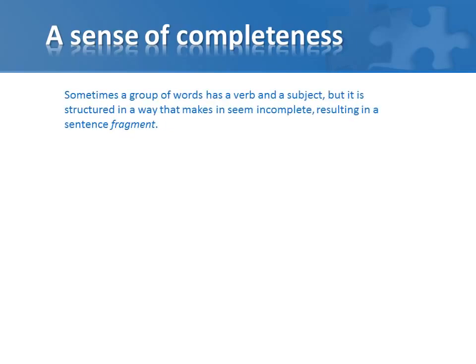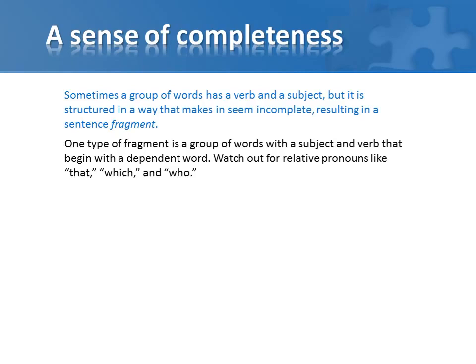Sometimes a group of words has a subject and a verb, but it's structured in a way that makes it seem incomplete, resulting in a sentence fragment. One type of fragment is a group of words with a subject and verb that begin with a dependent word. You want to watch out for relative pronouns like that, which, and who, because clauses beginning with these words are dependent, and a sentence needs at least one independent clause, one subject and verb that can stand by itself.